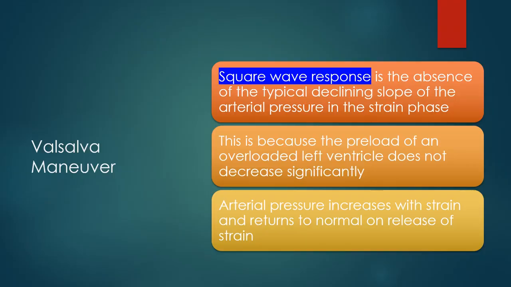Square wave response is the absence of the typical declining slope of the arterial pressure in the strain phase. This is because the preload of an overloaded left ventricle does not decrease significantly. Arterial pressure increases with strain and returns to normal on release of strain.